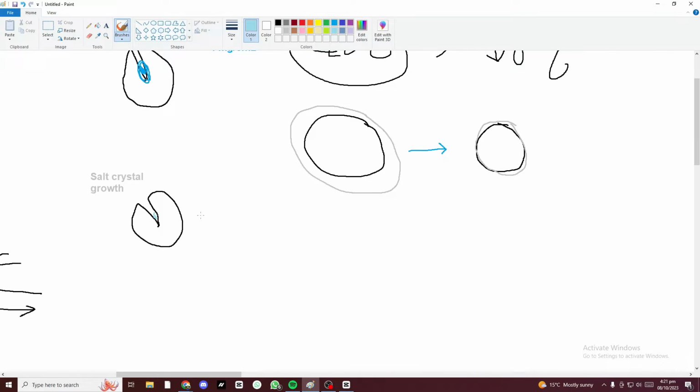Salt crystal growth is most effective in climates that reach 27 degrees Celsius, and salt can be expected to increase by 300% at this temperature. Okay, that's about it.